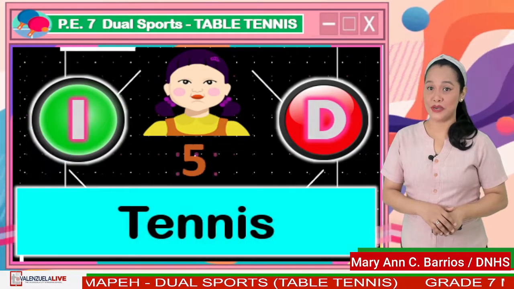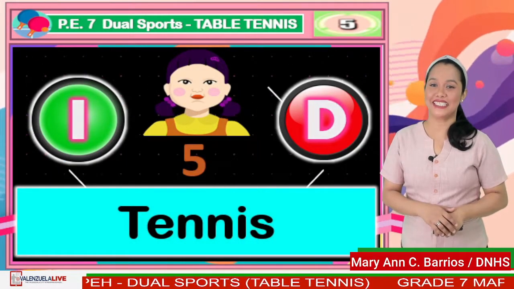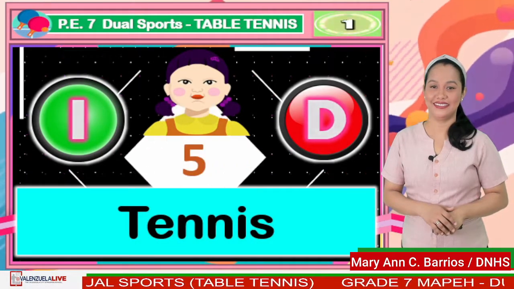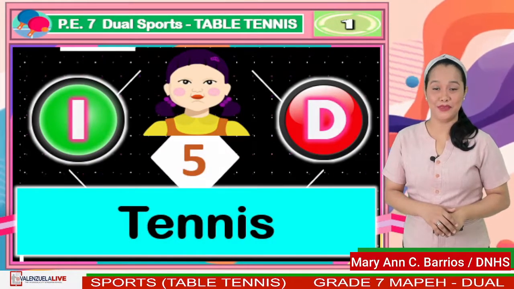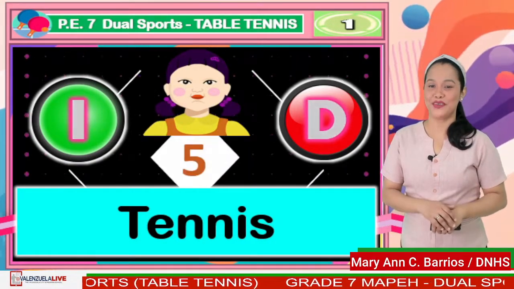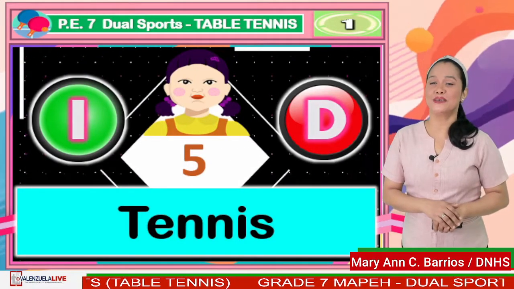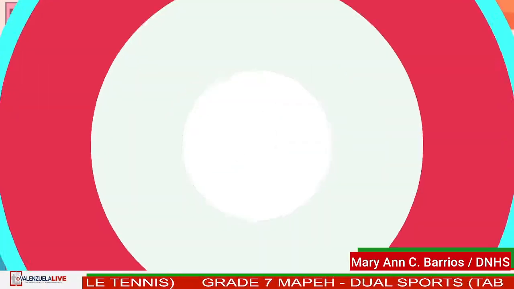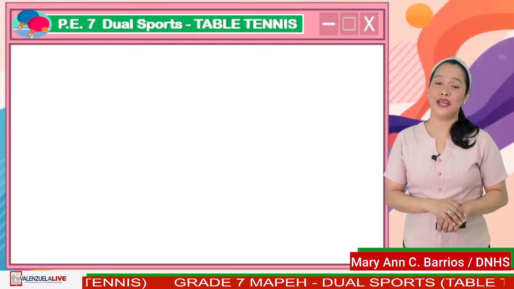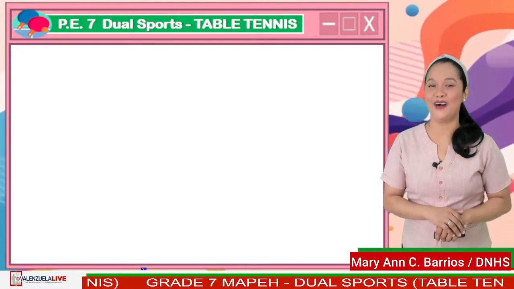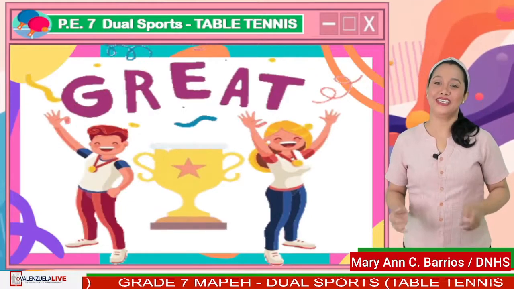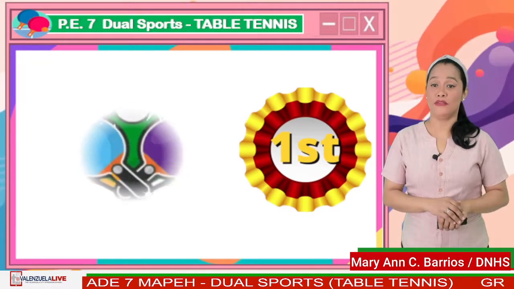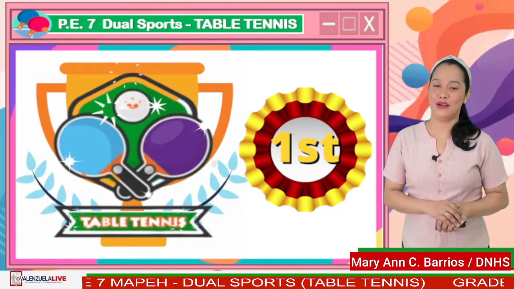And last number, number 5. Tennis. Timer starts now. Time is up. What's your answer? Cool! The answer is red light, dual sport. How many items were you able to answer correctly? Alright! What a job well done! You got your first trophy. Collect all 4 trophies today up to the end of our class.